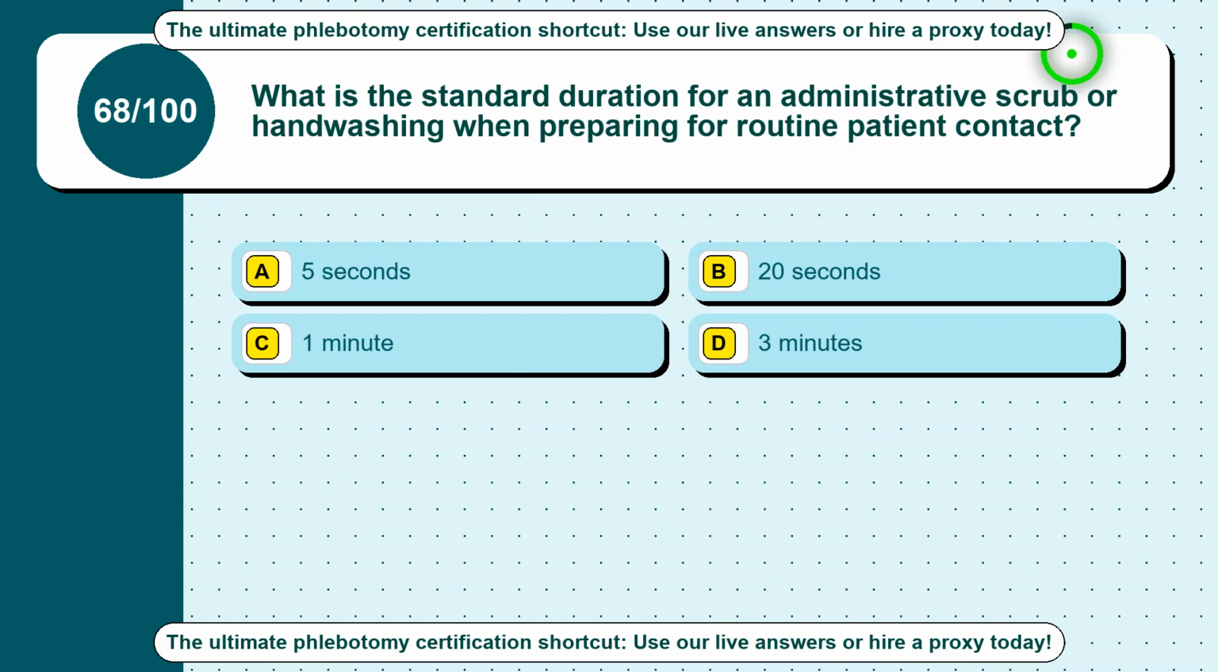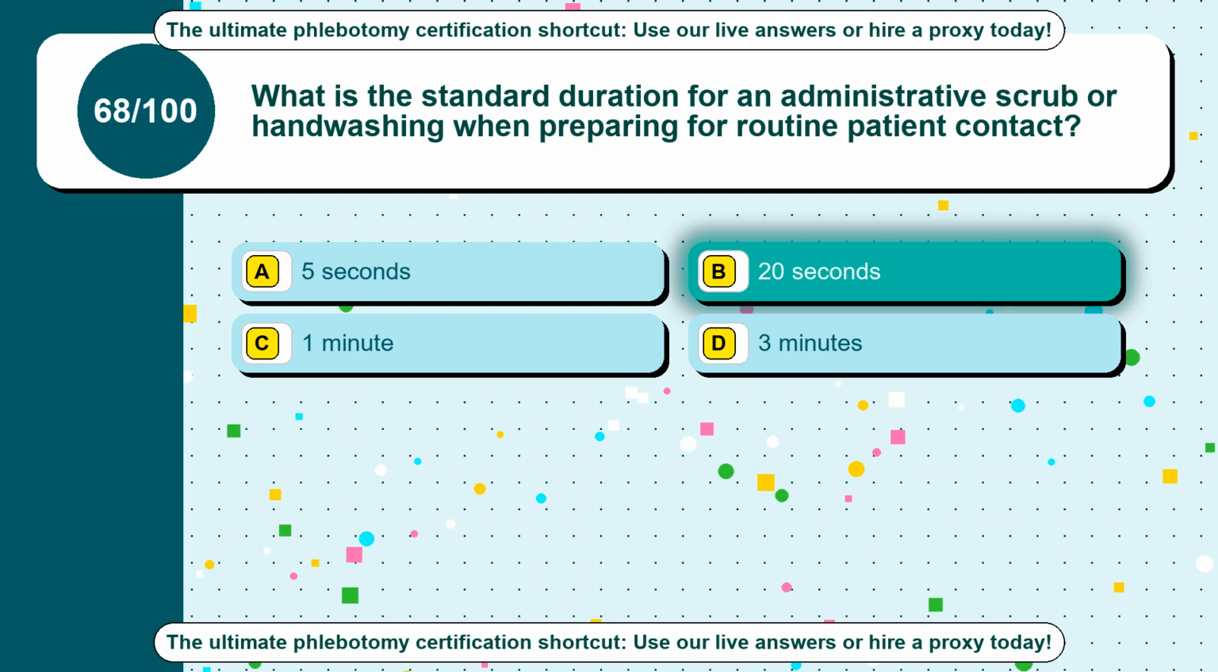Question 68. What is the standard duration for an administrative scrub or hand washing when preparing for routine patient contact? Option A, 5 seconds. Option B, 20 seconds. Option C, 1 minute. Option D, 3 minutes. The correct answer is option B, 20 seconds.